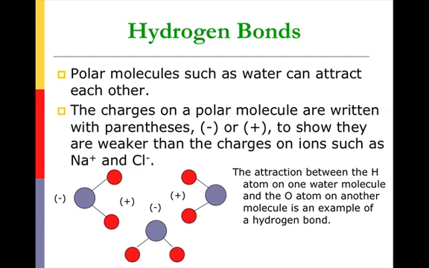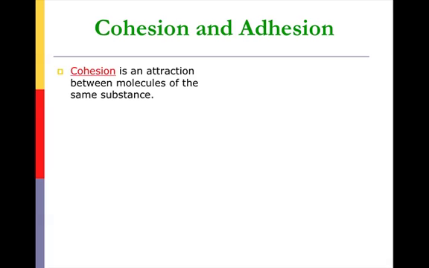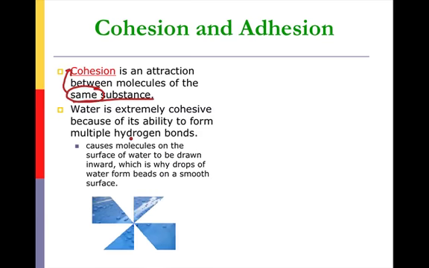There are 2 properties that go along with water. They would be cohesion and adhesion. Cohesion is an attraction between molecules of the same substance. So cohesion is of the same substance. Water is extremely cohesive because of its ability to form multiple hydrogen bonds. If we drew a lot of those water molecules, their ability to stick together would be an example of cohesion. Something you might relate to would be water beading up on a particular surface. Water is drawn together, and that's why it forms those little beads.